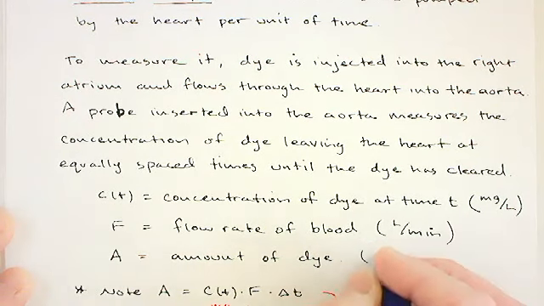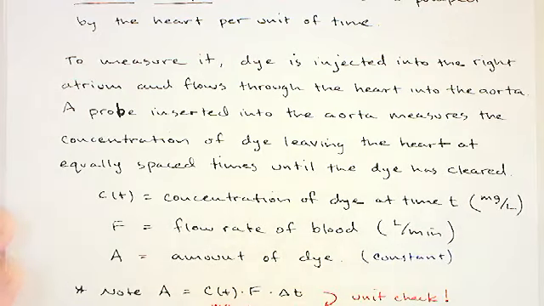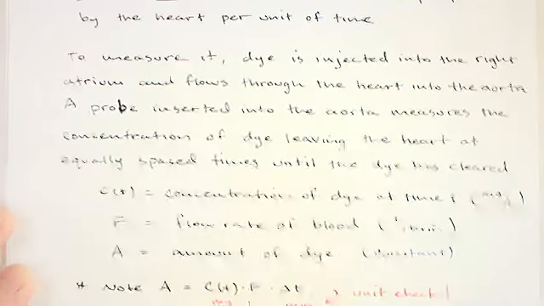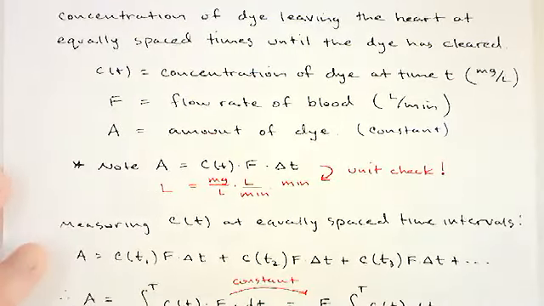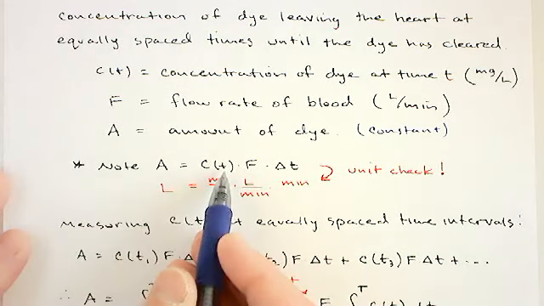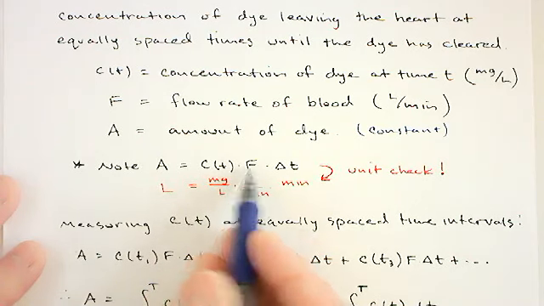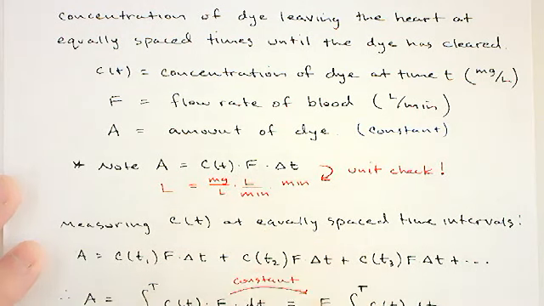They would inject a certain amount of dye. You would know that going in. So you would know how much dye should have flowed through the heart. And so then the actual amount of dye would be the product of the concentration times the flow rate times the time interval, right? We're going to keep track of the concentration at different time intervals.